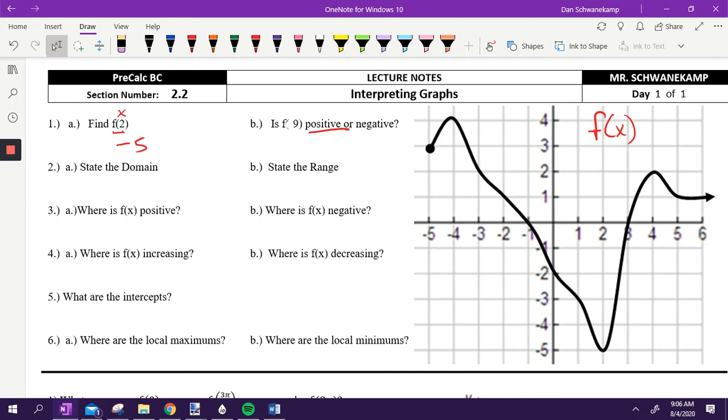State the domain. When we think domain, what are we thinking? X values. So what X values did I use here? So when I do this thing, I always think about working from left to right. We always want to go from the smallest number to the biggest. So tell me now when I touch the graph for the first time. There. Right there at -5 is the left side of this graph. Okay. Tell me now when I stop touching this graph.